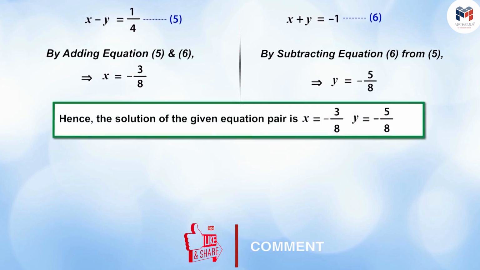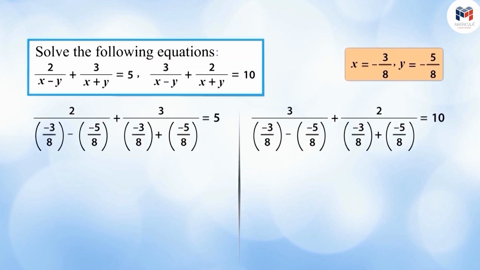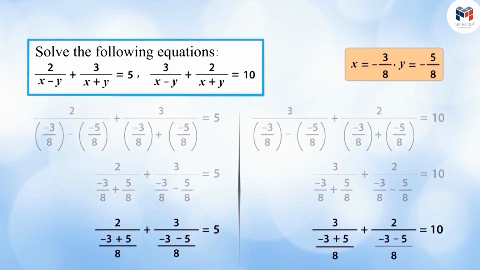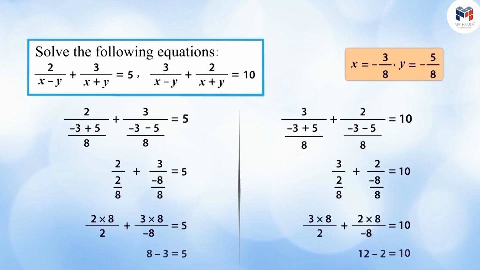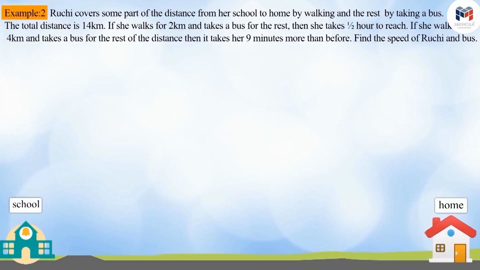Therefore, the solution for the given pair of equations is x is equal to minus 3 by 8 and y is equal to minus 5 by 8. Putting the values in equations 1 and 2, we verify that x is equal to minus 3 by 8 and y is equal to minus 5 by 8 is the only solution to the given pair of linear equations. Let's look at some more examples.